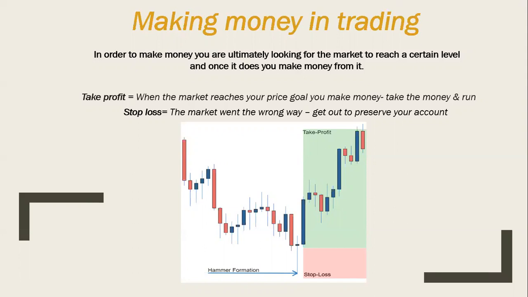So take profit, as you guys can see in this green area, is when you predict the market is going to go a certain way. And when it does, when it agrees with you, when it reaches a certain level, whether it's at the top for this example, you tell the broker, you know what, this is where I thought it was going to go. Once it reaches this level, I want to go ahead and get out. Take me out. I'm good. I'm good to go. I made my money.